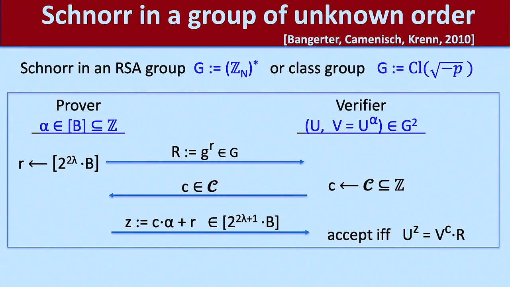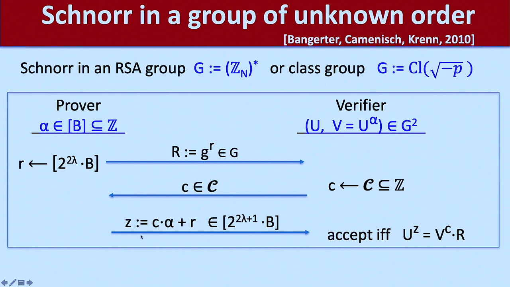All right, so the question is, can we do discrete log proofs in these groups of unknown order? And you say, well, fine, let's just generalize the Schnorr protocol. Now we can't just choose R in Zq because we don't know the order of the group. So we have to choose R in some large enough interval to ensure zero knowledge. We'll send g to the R over. We'll get our challenge back. And then now we send back an integer.